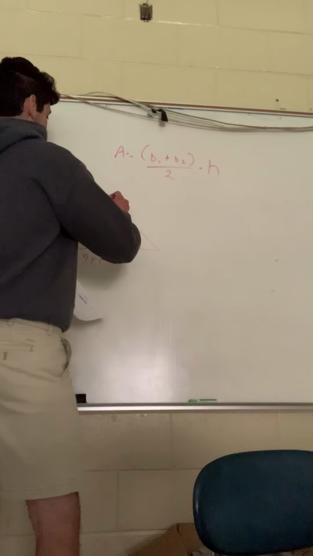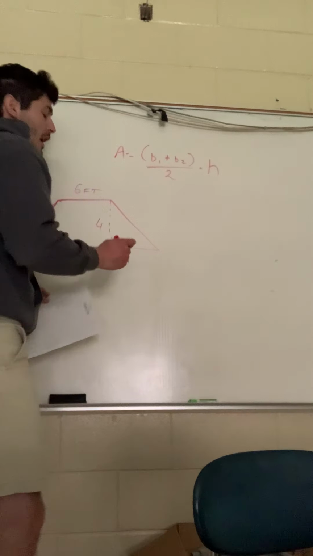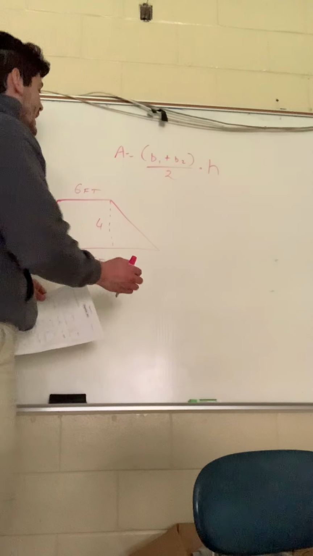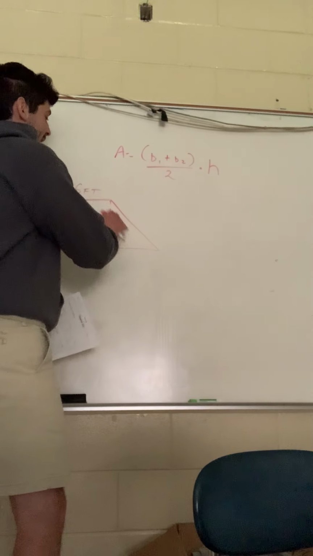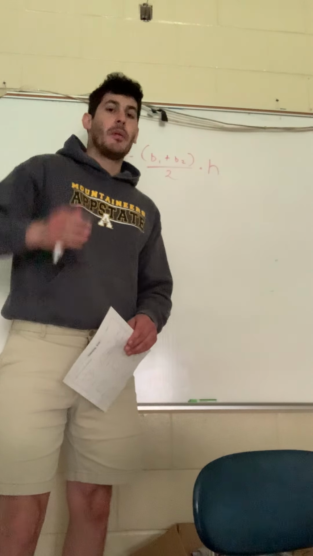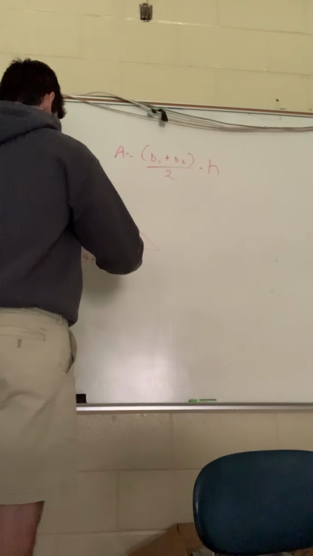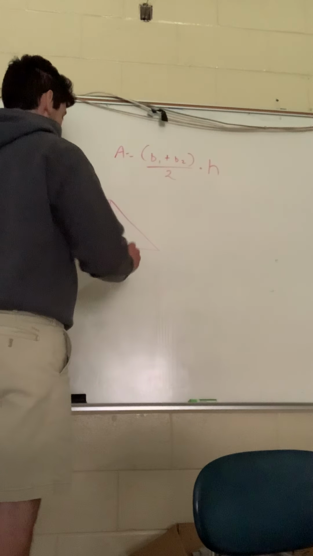The height is 4 feet. Just like for a triangle, I cannot use the slanted side as my height. Your height is going to be a straight line from the very top to the very bottom. So this is also feet. We've got to put the unit.